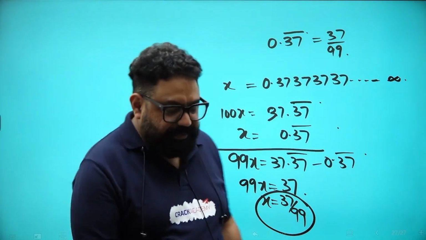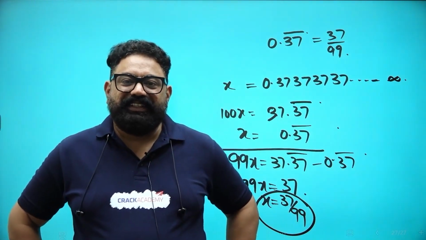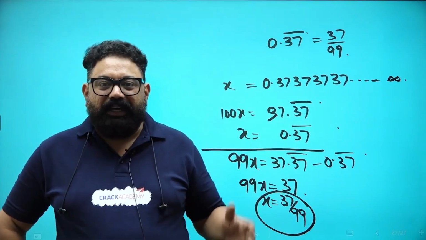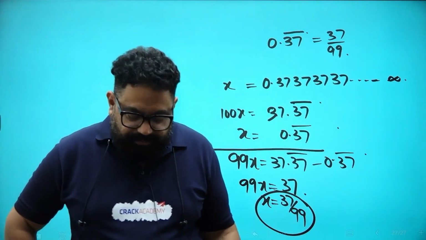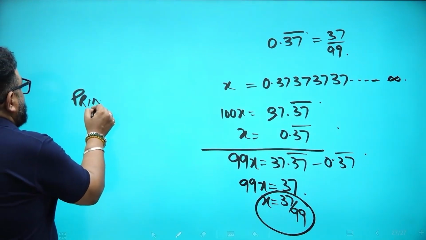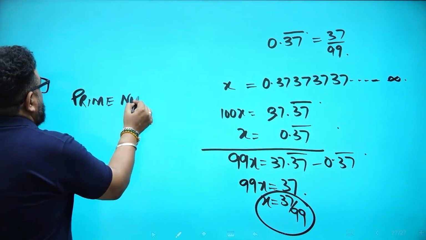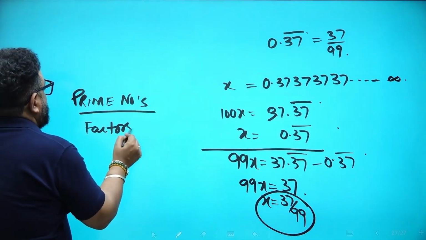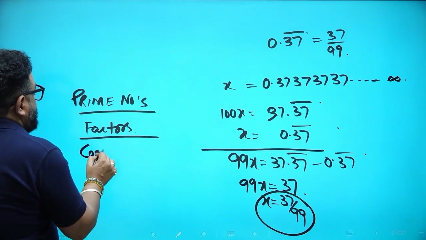So I hope, guys, today was a good session on number system. Everyone has understood numbers as a whole, and we are going to do the next topic. So your next topic is going to be prime numbers, factors and composite numbers.